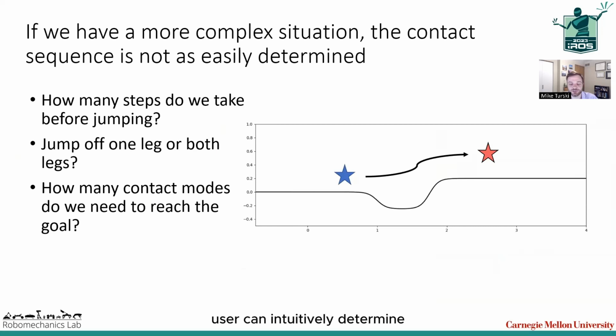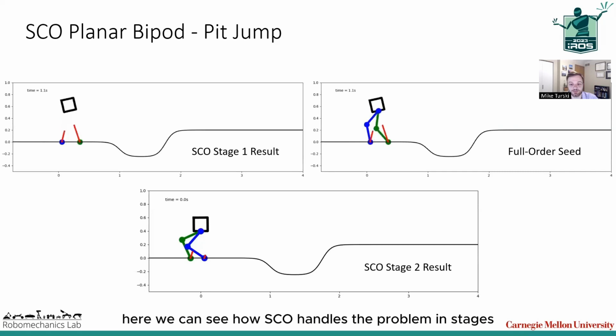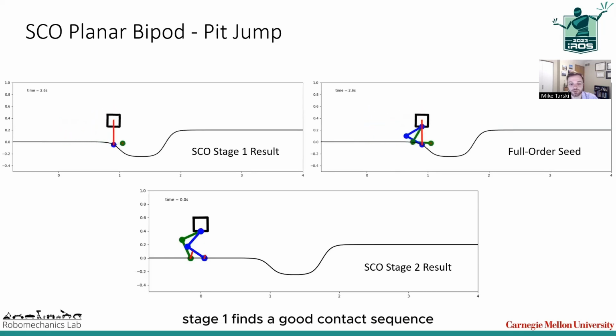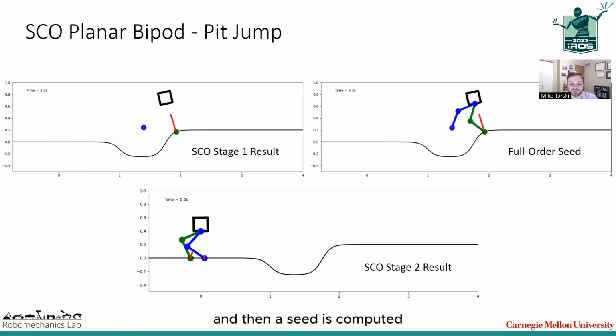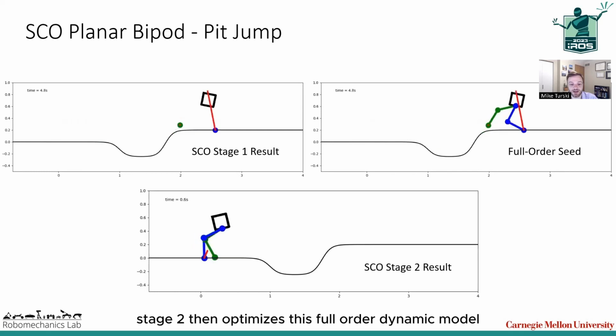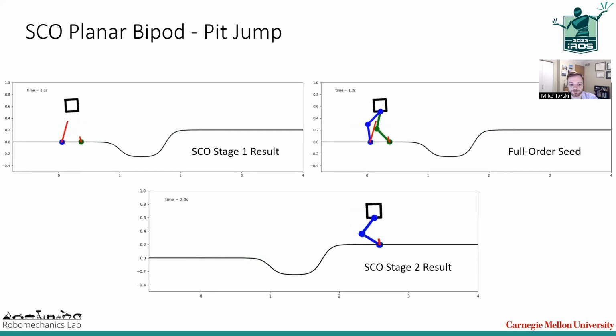For simple cases, the user can intuitively determine the optimal contact sequence, but what if we add more complexity? For crossing this pit, how many steps do we need to take before jumping? Do we jump off of both legs or just one? How many steps are needed to reach the end goal? Here we can see how SCO handles the problem in stages and ultimately outputs a quality trajectory to cross the gap. Stage 1 finds a good contact sequence, and then a seed is computed to fill in the missing full order data. Stage 2 then optimizes this full order dynamic model and creates a smooth result.